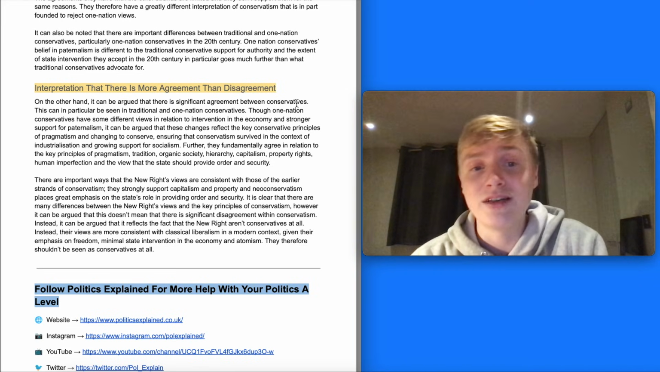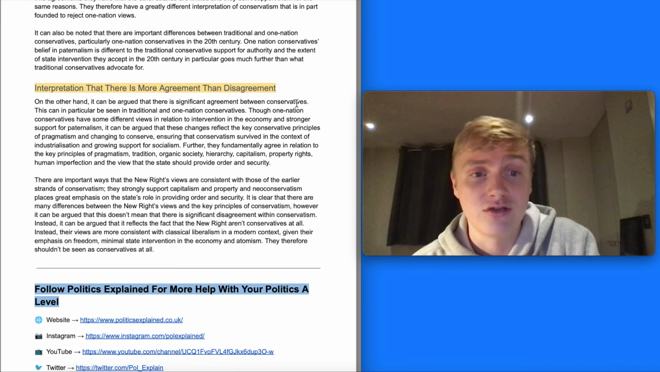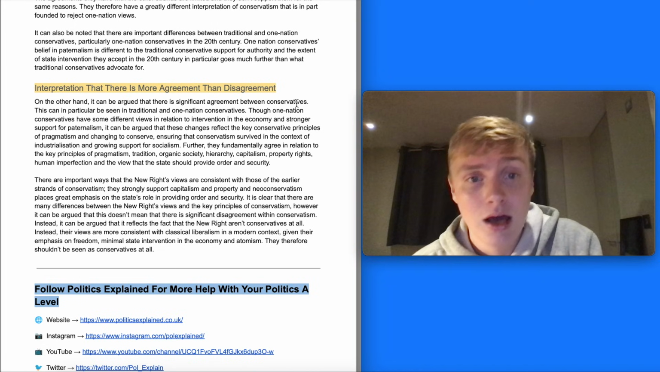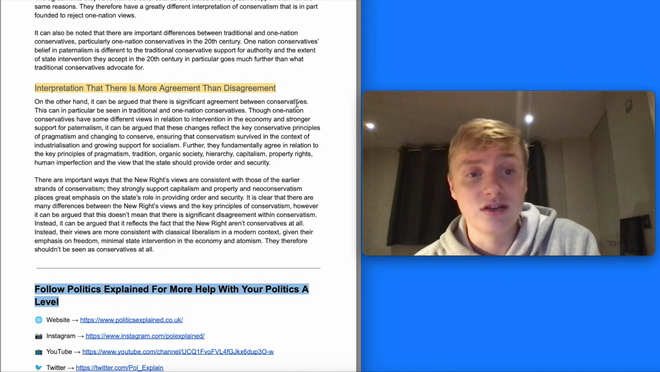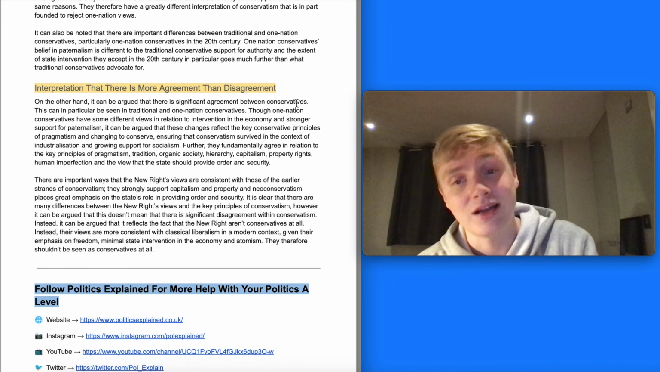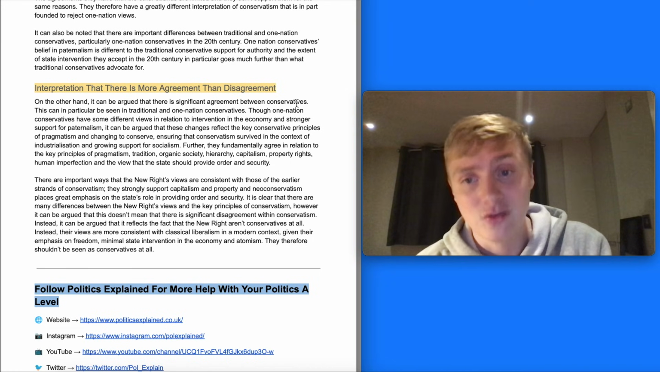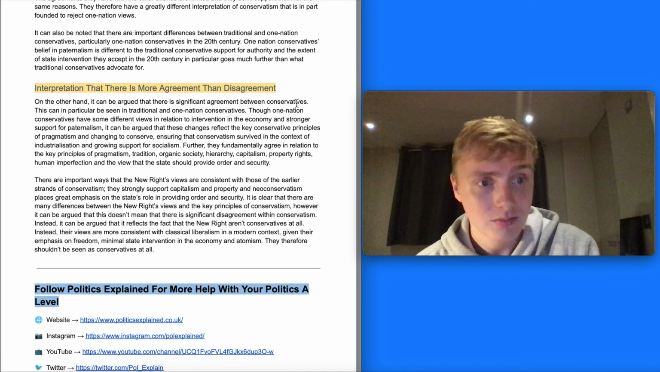And there are also important ways that the new right's views are consistent with those of earlier strands of conservatism. So they support capitalism and property. Neoconservatism places great emphasis on the state's role in providing order and security as well. You can also potentially bring in anti-permissiveness into that as well, with support for traditional values.